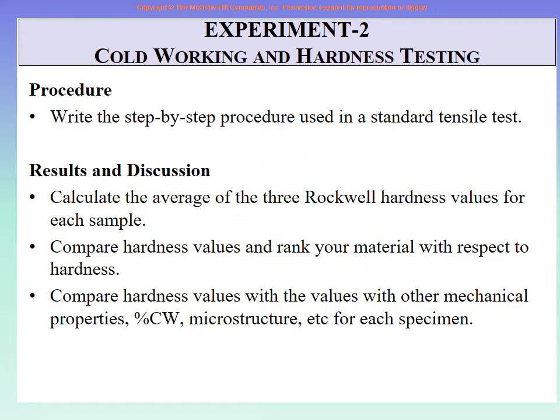So do you understand that you have some brass plate, right? The first group starts with one brass plate. You measure the hardness of this brass plate and note it down. You go to the mechanical workshop where there is a rolling machine. You reduce its thickness by a certain amount.